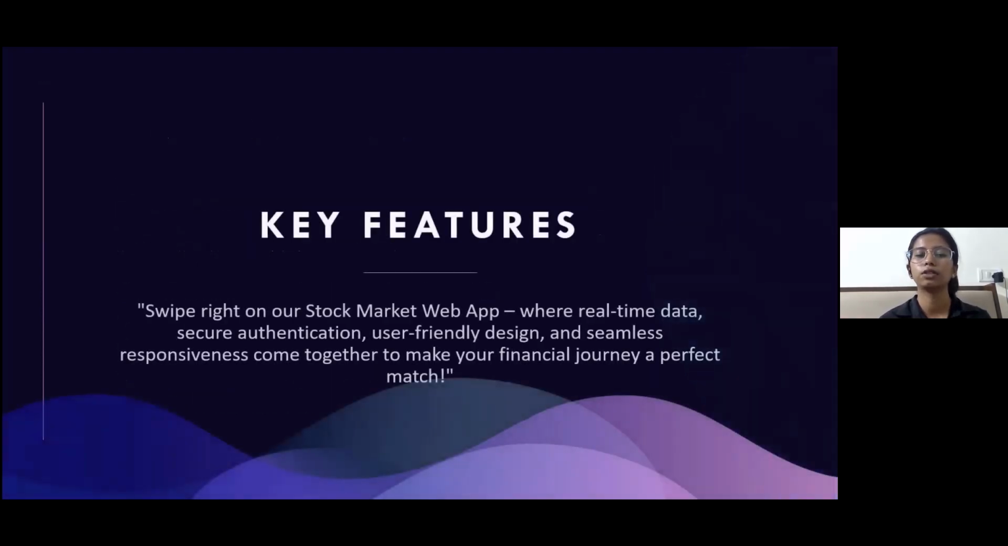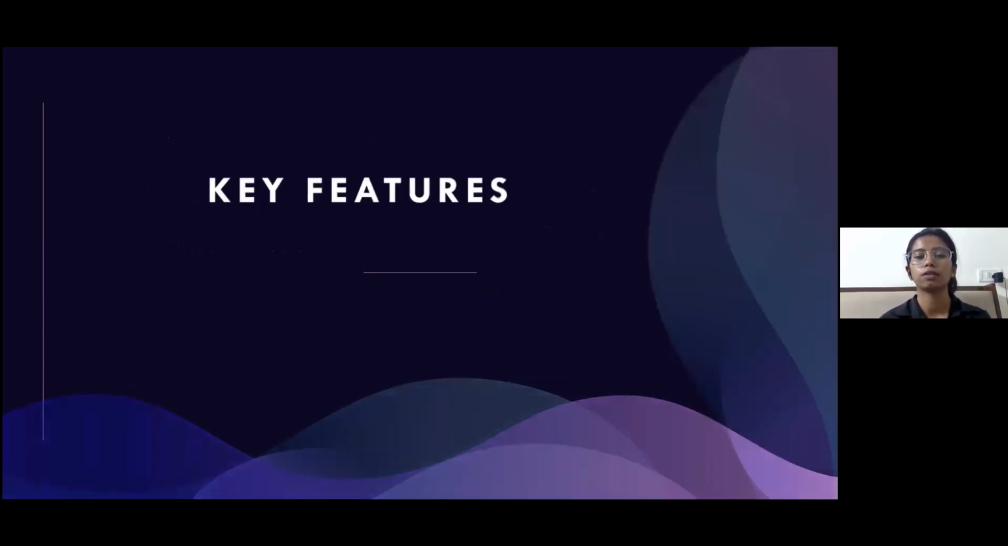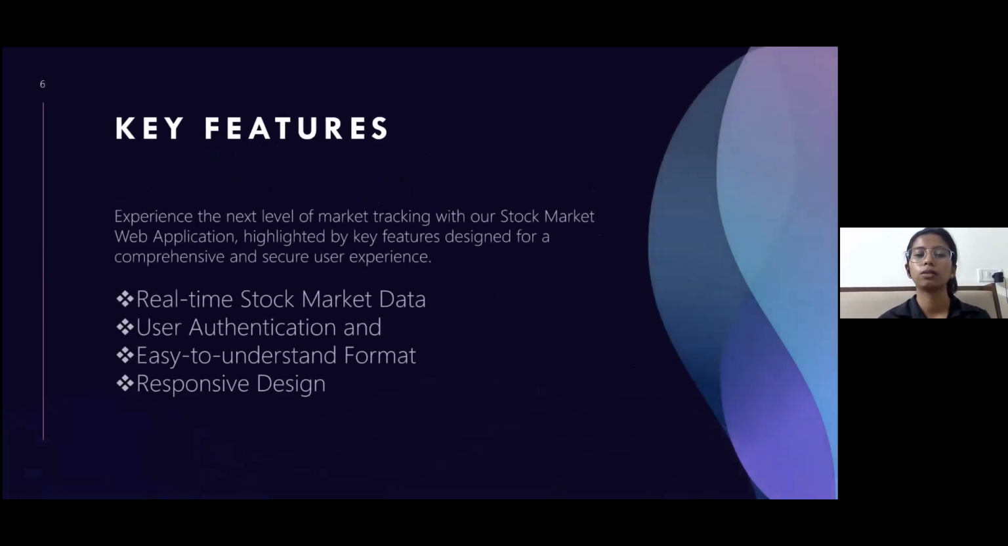Then coming to the key features, we have four main key features, which are real-time stock market data, user authentication, easy to understand format, and responsive design. So coming to the real-time stock market data, now imagine getting updates on stock market in real time, like watching a live scoreboard of a sports match. So our application keeps you in the loop with the latest information as it happens.